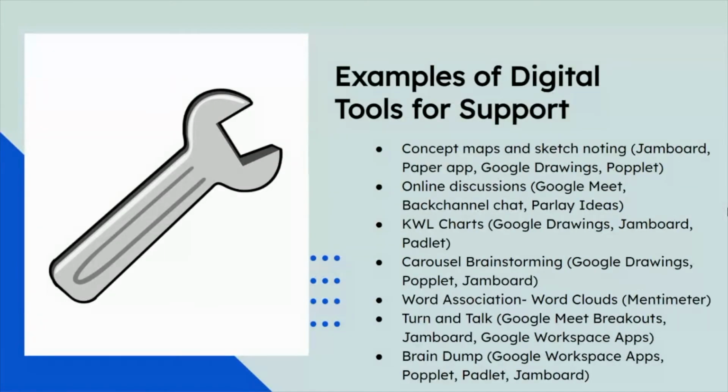Here are some examples of ways you can assess students' prior knowledge. I have also included digital platform ideas to facilitate it. This can be done physically in a blended learning environment as well as virtually if you're learning remotely. Think about things like concept maps and sketchnoting. You could use tools like Jamboard, the Paper app on iOS, Google Drawings, and Popplet. Online discussions. We can use Google Meet, backchannel chat, or even Parlay Ideas. Those old KWL charts, those are still very relevant. We could use Google Drawings to facilitate this, Jamboard, or even Padlet for that as well.